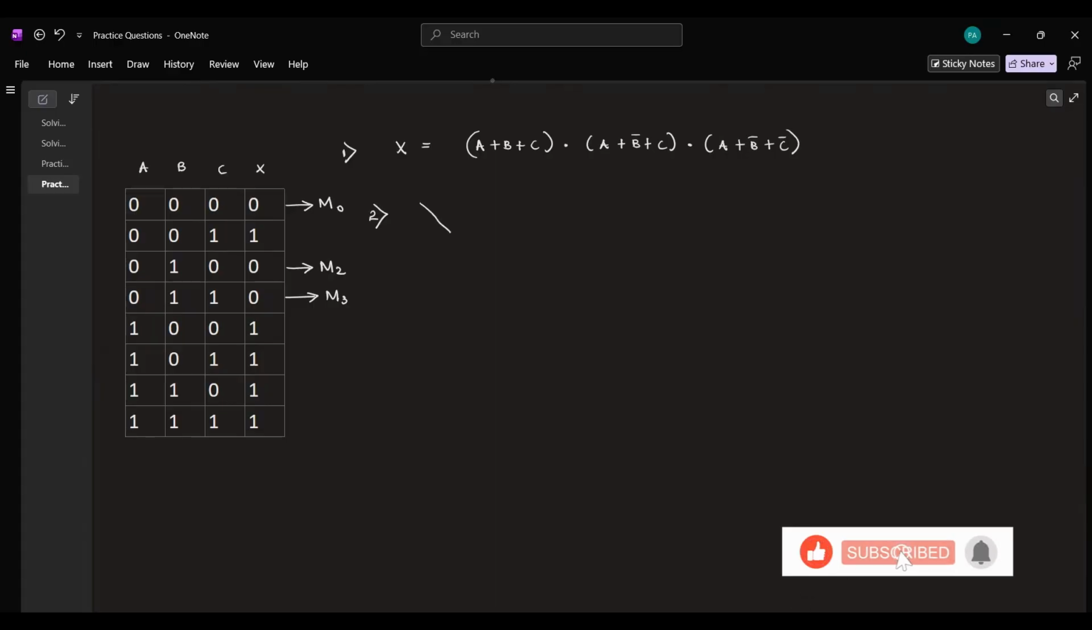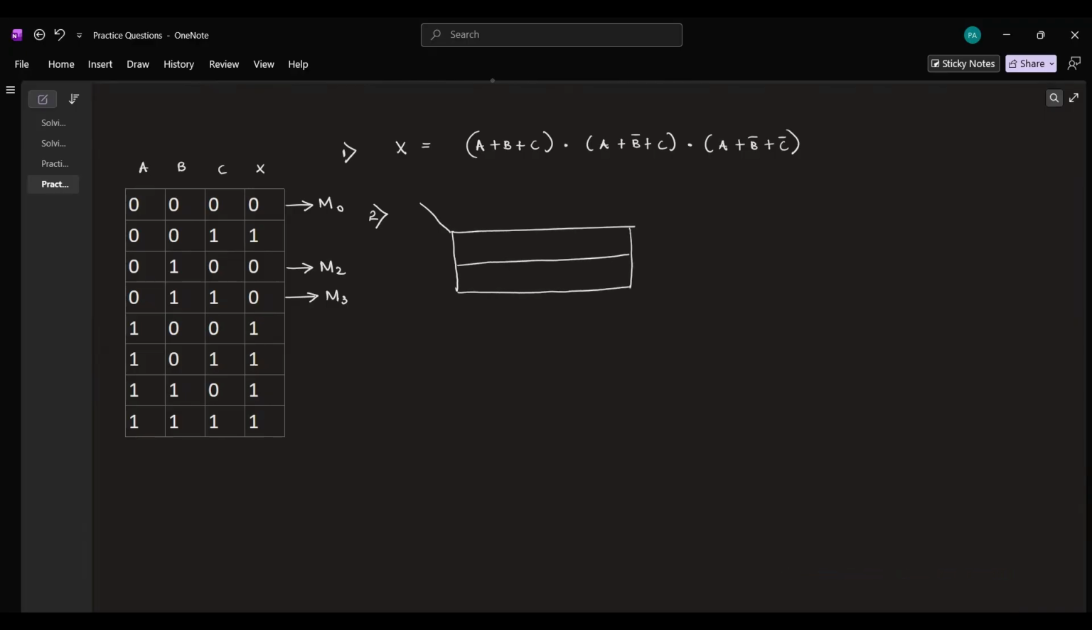So let's plot the K-map first. Since there are 3 inputs, we need 4 by 2. You can use 2 by 4. I have explained that in the last video, but it's not conventional. So we do the conventional thing. So this will be A plus B, this direction, and this will be C. So we will have A bar plus B bar, and then A bar plus B, and then A plus B, and finally A plus B bar. And we will have C and C bar.